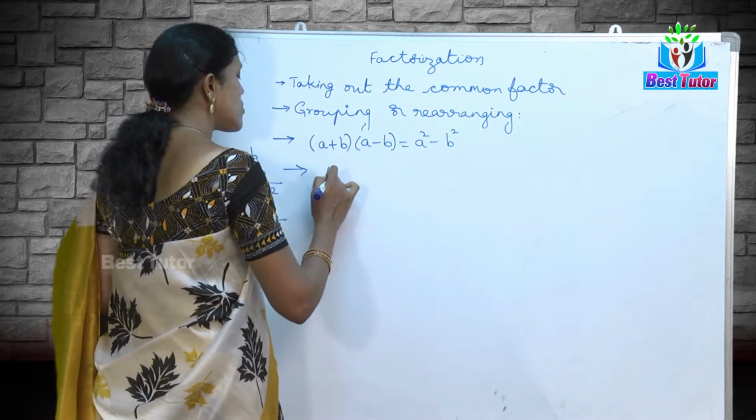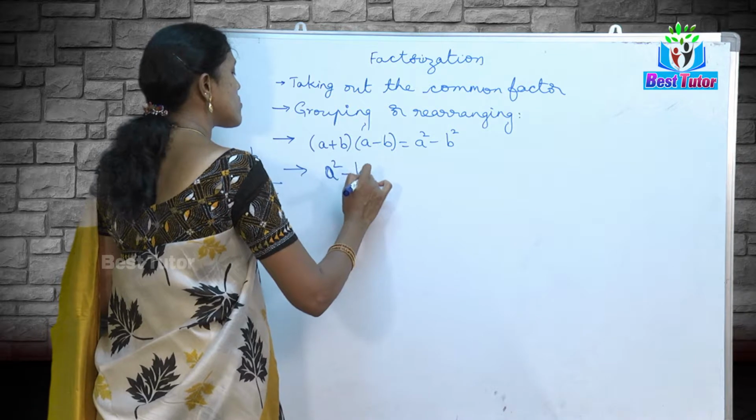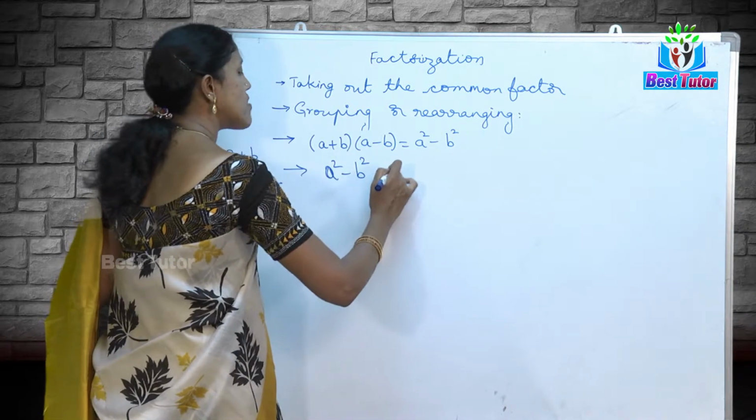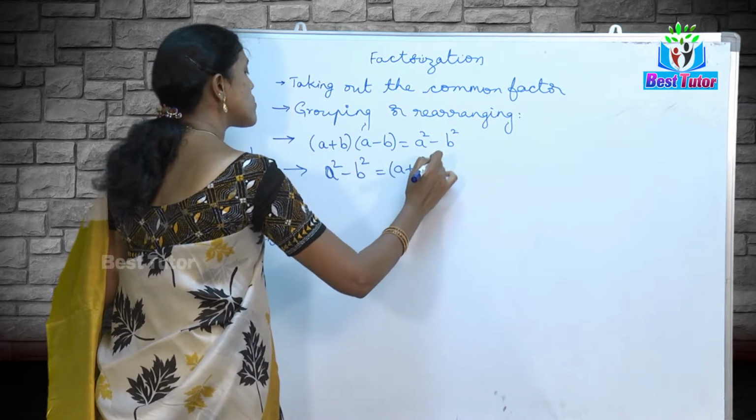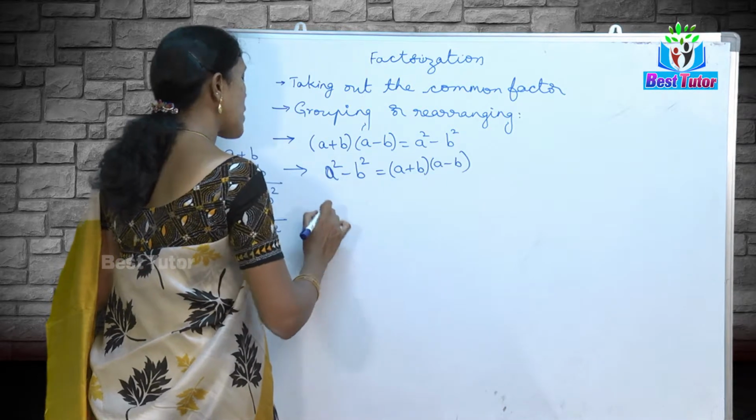So how am I going to factorize an expression which is in the form of a square minus b square? I will simply write it as a plus b into a minus b. Let us do some applications of it.